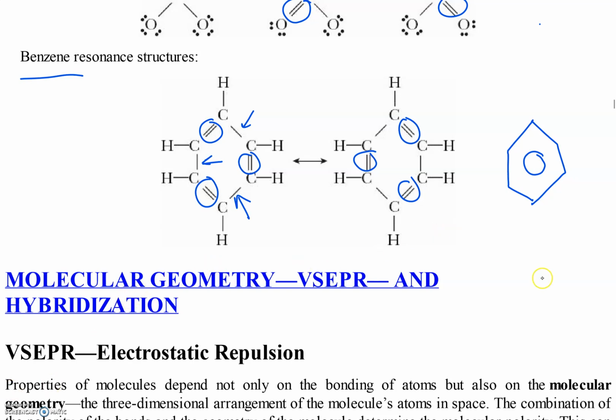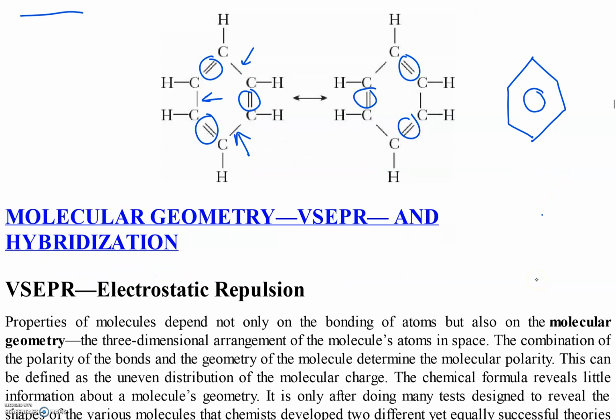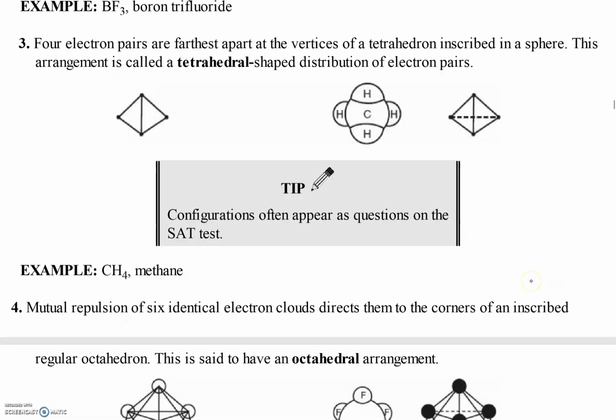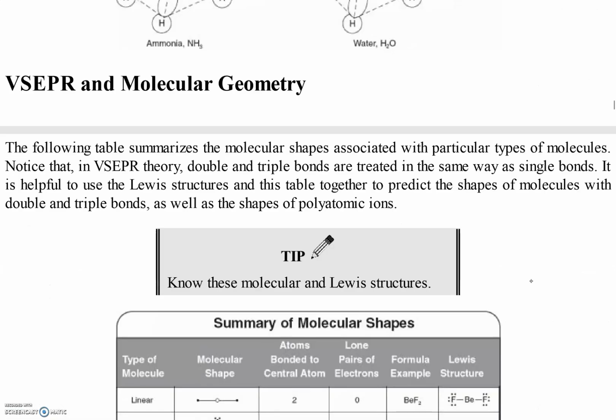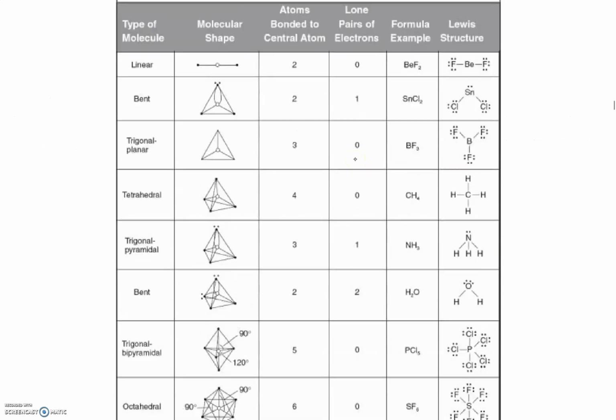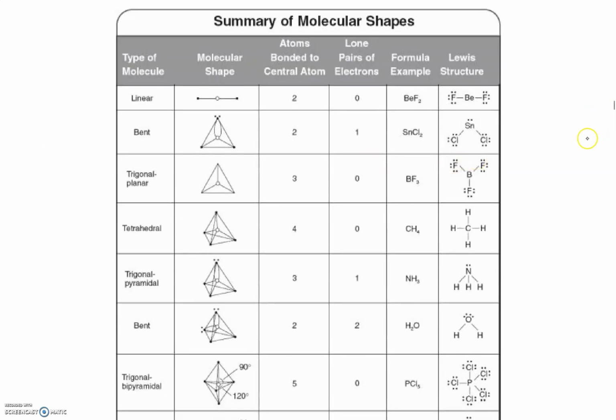So for the geometry of the molecules, we will go directly. Let's go to the table so you can read those. Take a look at them. VSEPR and molecular geometry, and here is the table to study. So, in short, the geometry or the shape of a molecule depends on the atoms bonded to the central atom and the lone pairs of electrons on the central atom.